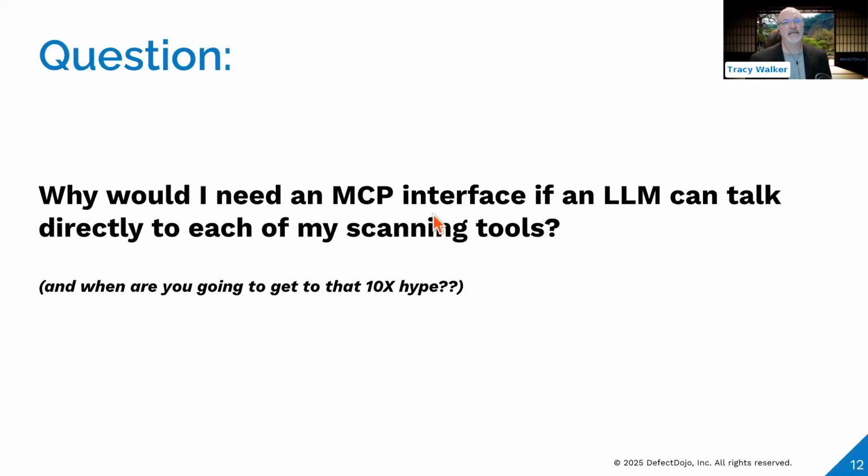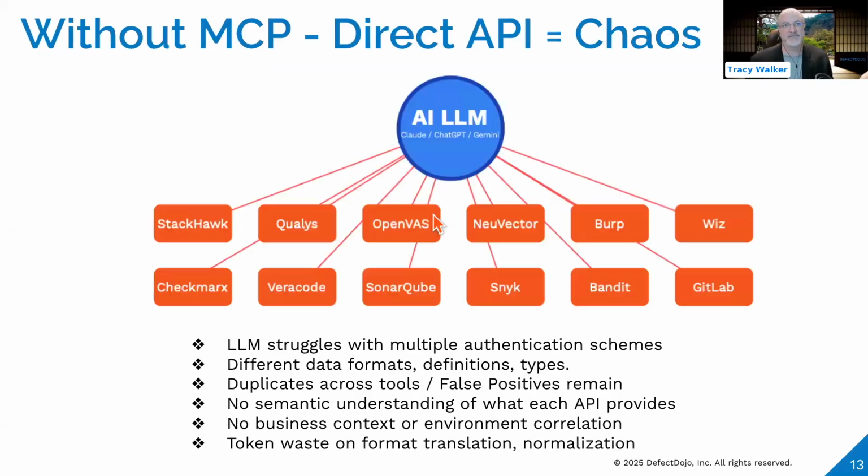Well, let's pretend you didn't have a thing called MCP. Without MCP, your AI LLM might have to connect directly to a whole bunch of tools directly. And it's going to struggle with this. Every one of these tools has a different data format. Every one of these tools will have all the same vulnerabilities if they're scanning the same repo or same container or those kind of things. They're all going to have a lot of the same findings. So that means you're going to have lots of duplicates across all of those different tools. There's not really an understanding of what each API is providing.